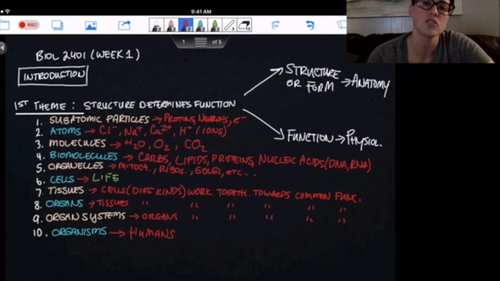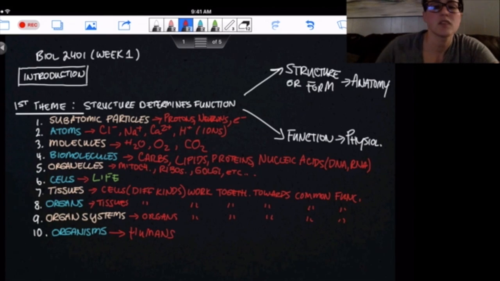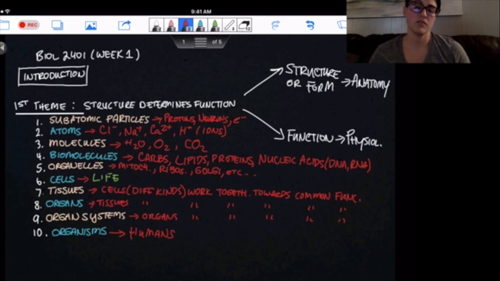So remember that structure determines function. And all of our themes here formed a human. And whether that human's function was to become a football player or, say, a doctor, who knows? Okay.